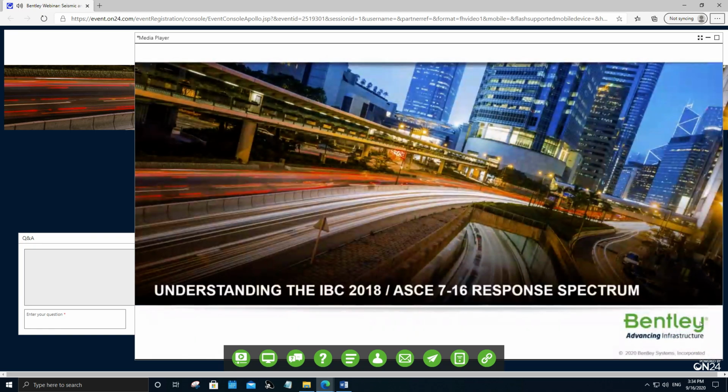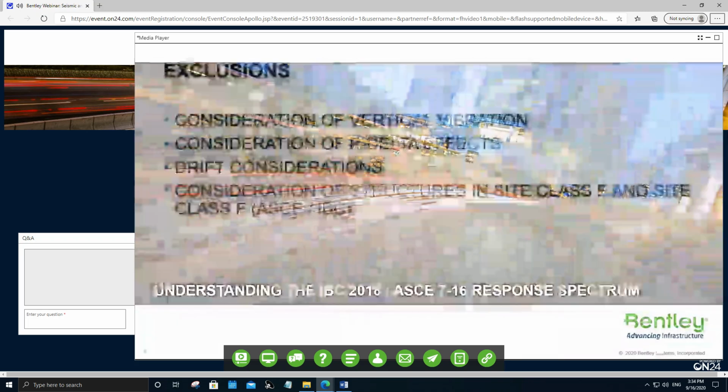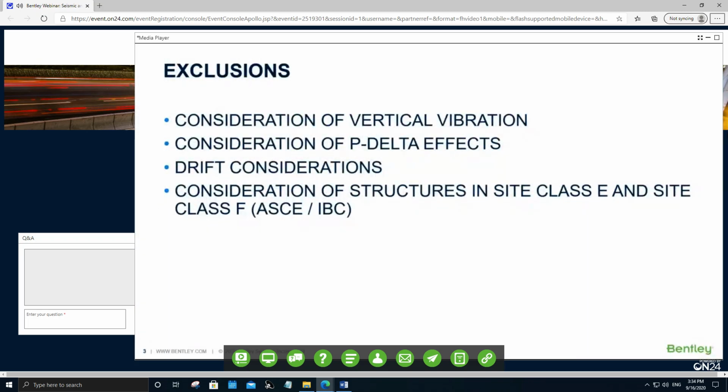Welcome to this session on the response spectrum analysis to IBC 2018 or ASCE 7-16 code. As most of you would know, IBC refers to ASCE for the seismic specifications. So any reference to the code in this session maps to the ASCE 7-16 code. But before we start, let us list the exclusions from this session. In other words, let us list the topics that we are not discussing in this session.